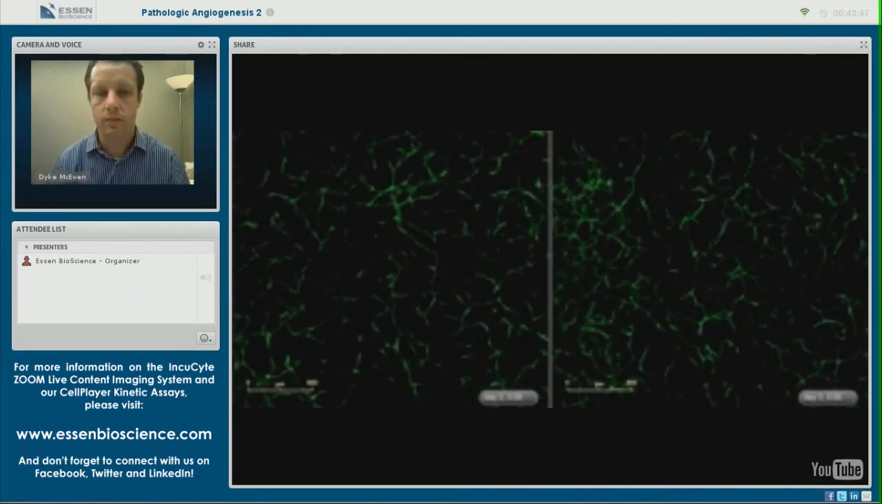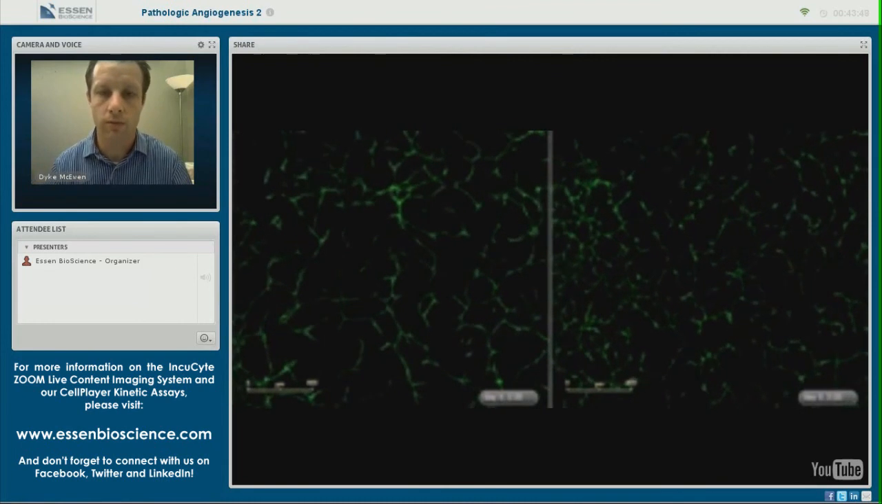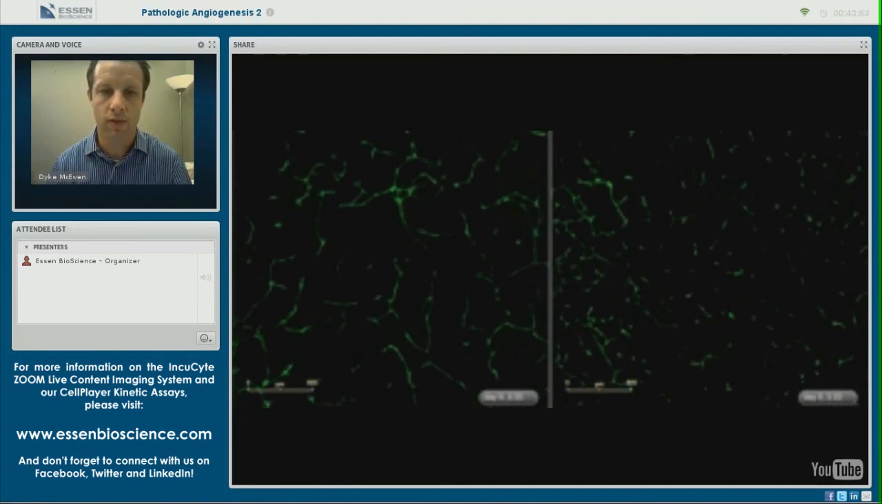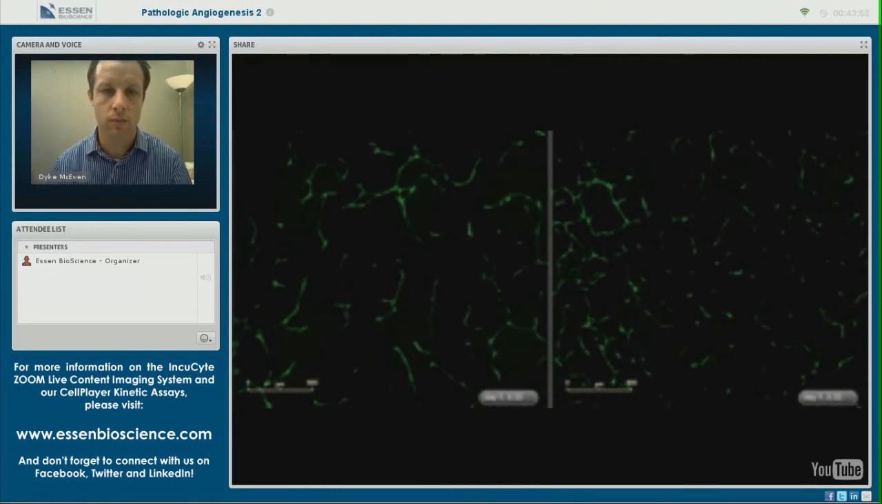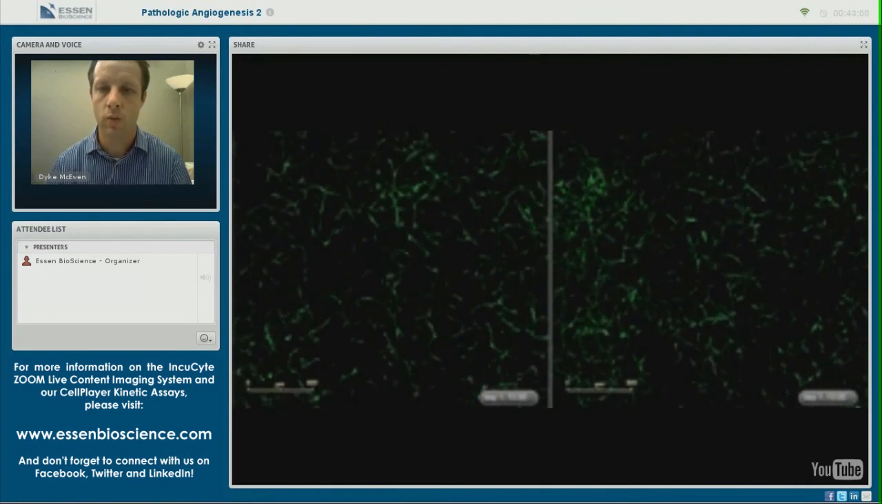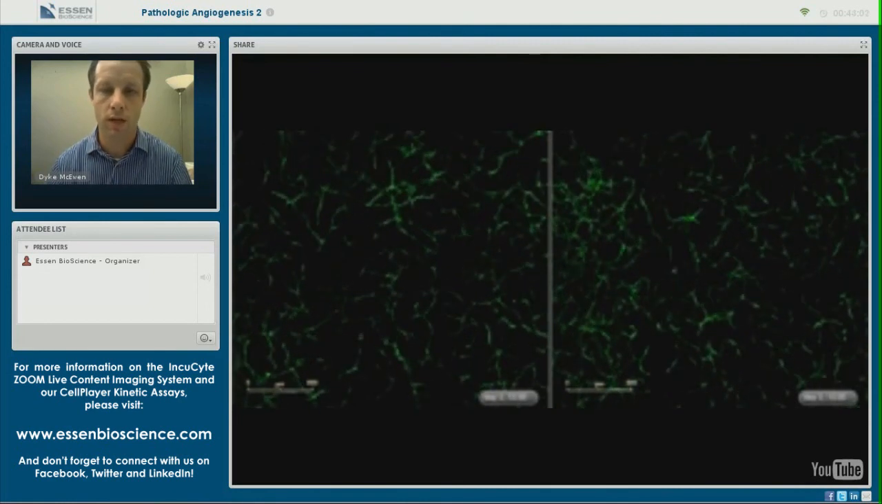I'll let this play again so that you can visualize the different mechanisms of Sutent and combretastatin. Again, you see the endothelial cells pulling back from the ends in the presence of Sutent, whereas with combretastatin, they seem to break apart from the middle.